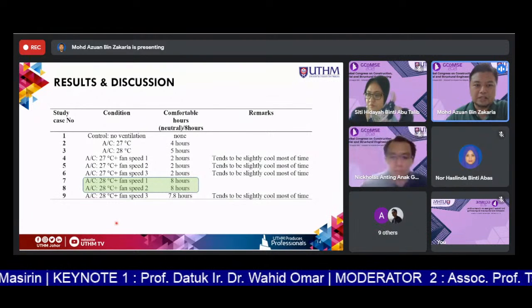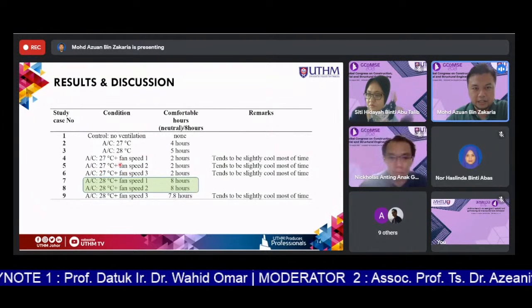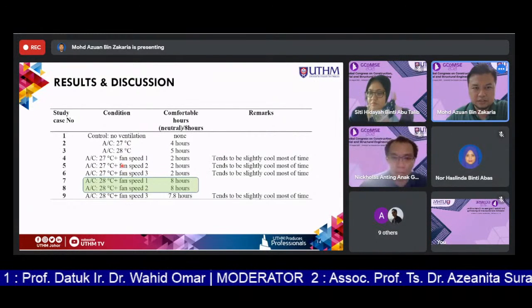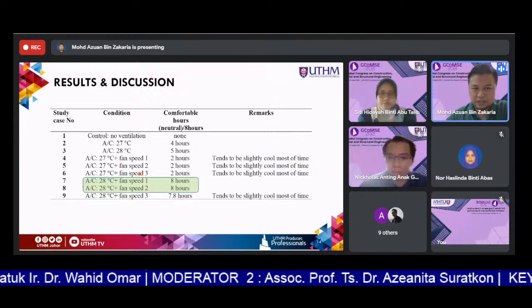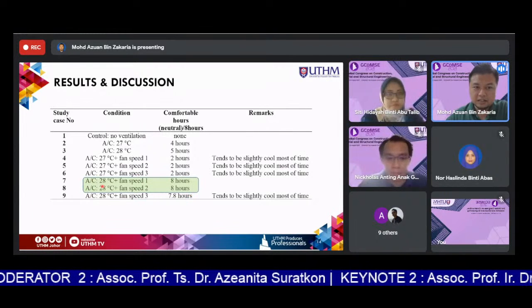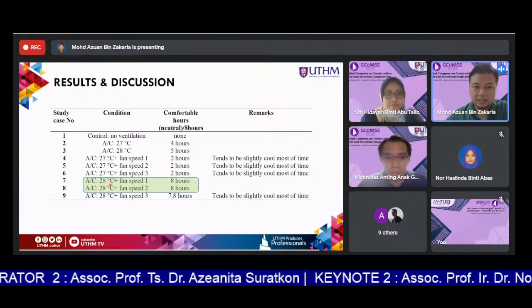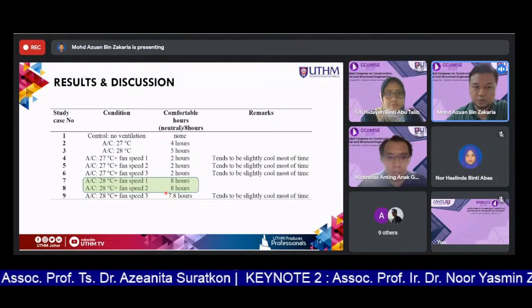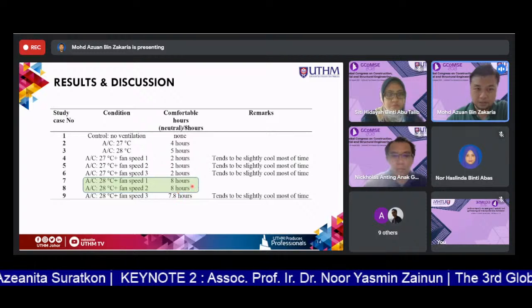As I mentioned before, 27 degrees Celsius with fan speed tends to be slightly cool most of the time. The recommended setting is 28 degrees Celsius with fan speed 1 and 2, where it can reach comfortable hours of around 8 hours.